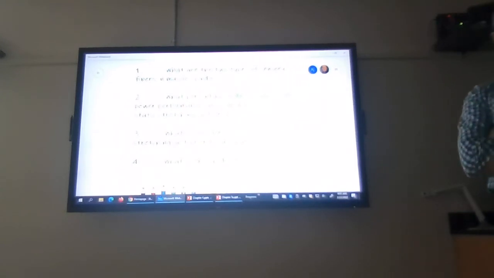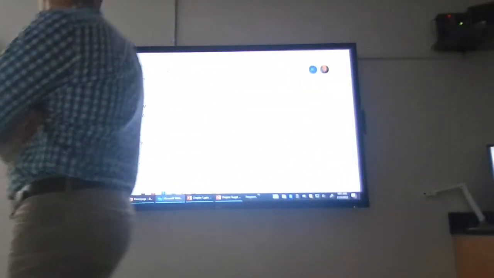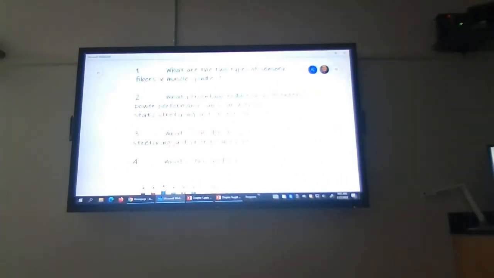If you'd like to add to question one, I'd like to know what each of those fibers monitors. So there's two fibers in a muscle spindle. What does each one monitor? So they both monitor slightly different things.